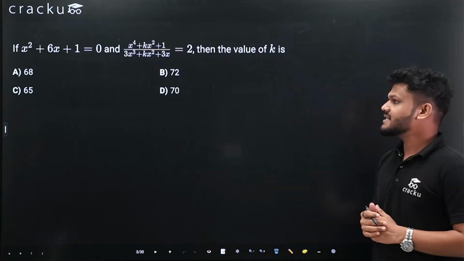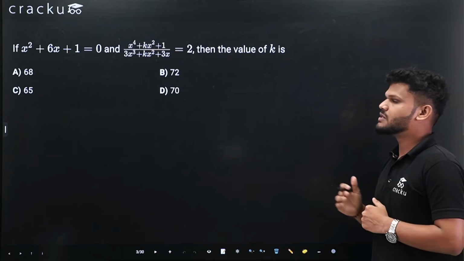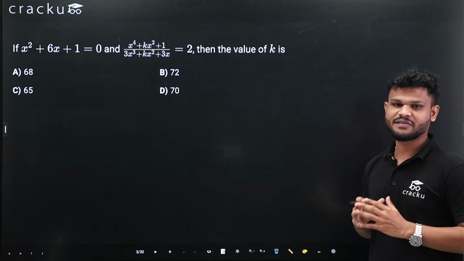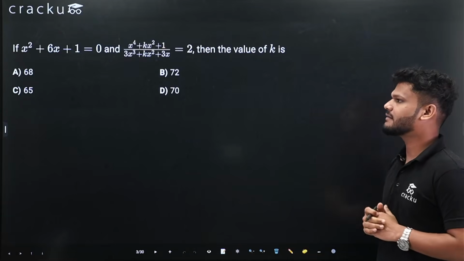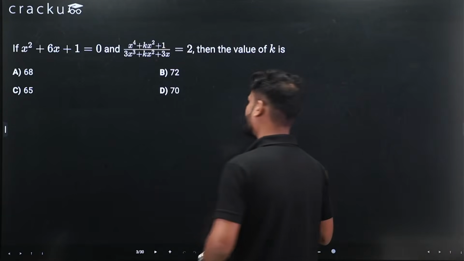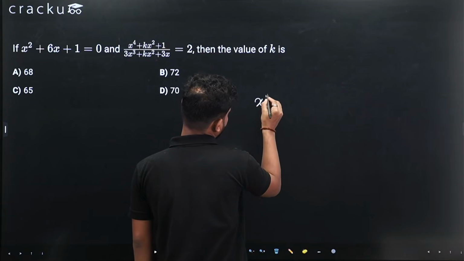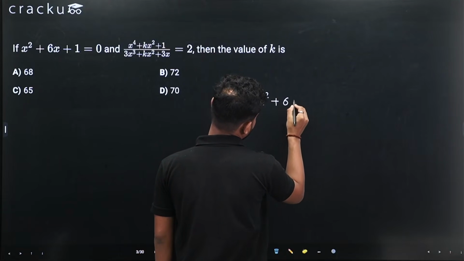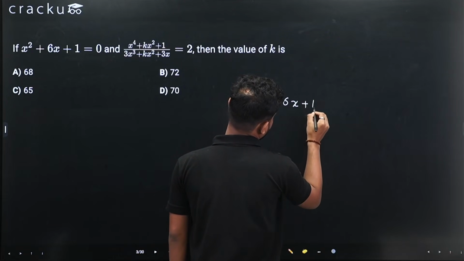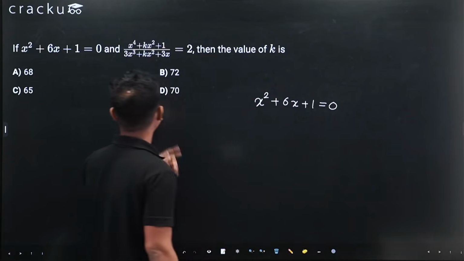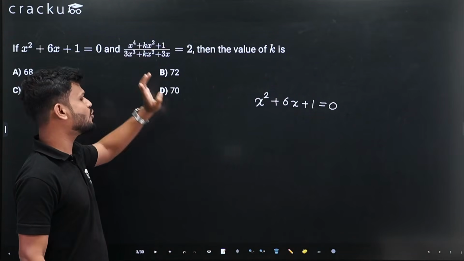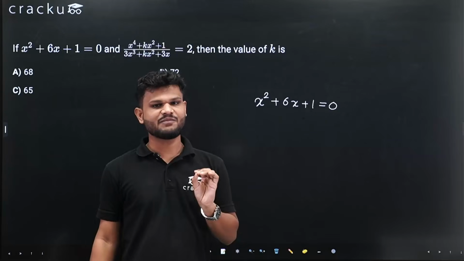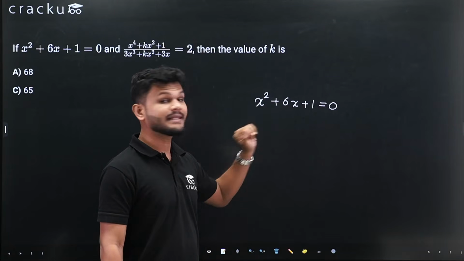In this question, we are given x square plus 6x plus 1 equal to 0. Then we are given an expression in x and k, and we have to find the value of k. So how do you do this? First of all, you are given x square plus 6x plus 1 is equal to 0. And here you are given x raised to 4, x cube and all these things. So whenever this type of thing comes, you have to manipulate the given equation.